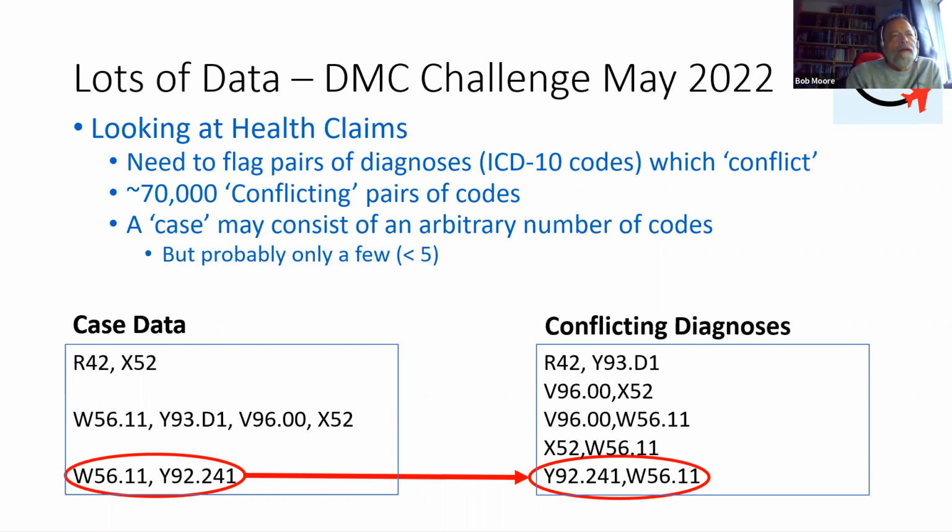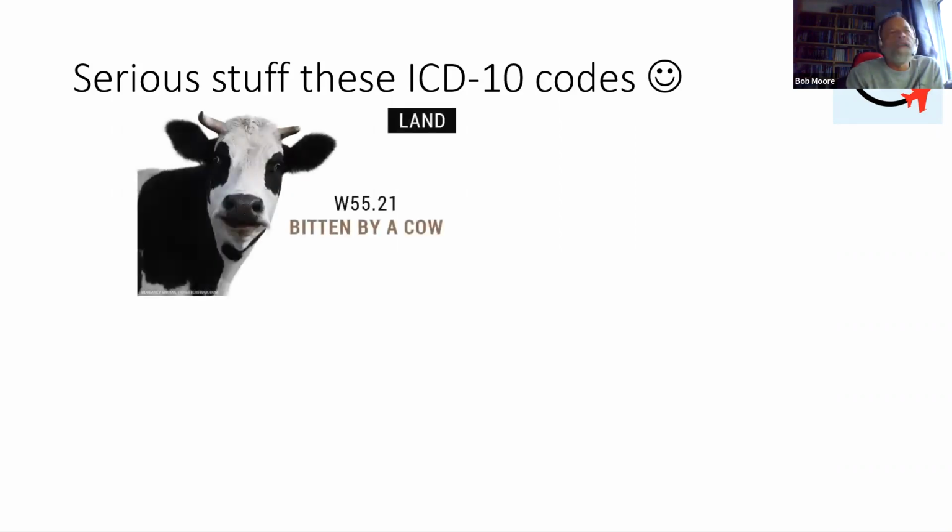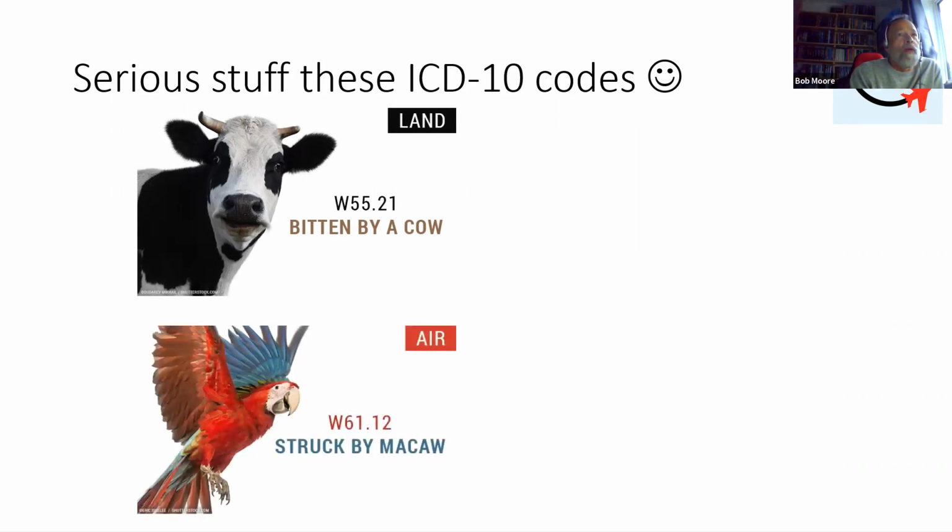Right. I was told I should put a joke in, so here is some light amusement. The ICD-10 codes are comprehensive. They cover any kind of diagnosis really that you could imagine. So there's W5521, which is the diagnosis that you were bitten by a cow, which seems a little bit improbable, but it's not as bad as W6112, where the diagnosis was that you were struck by a macaw.